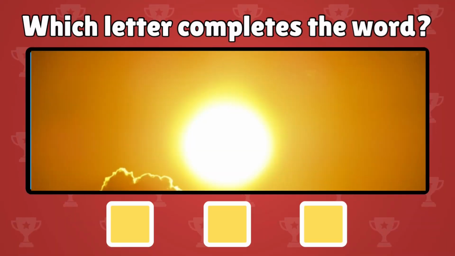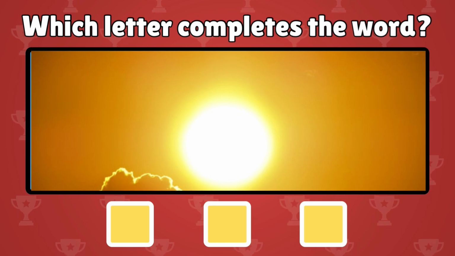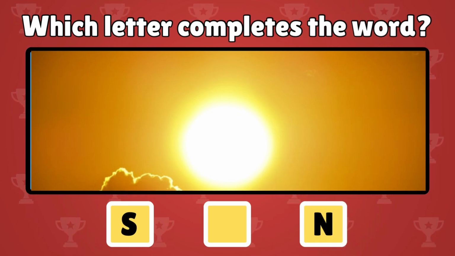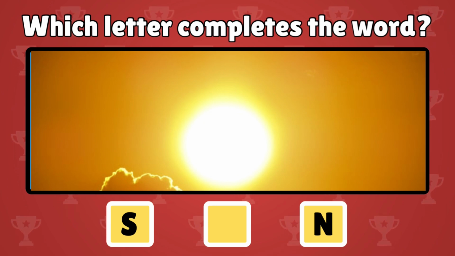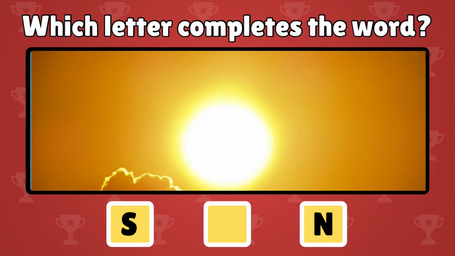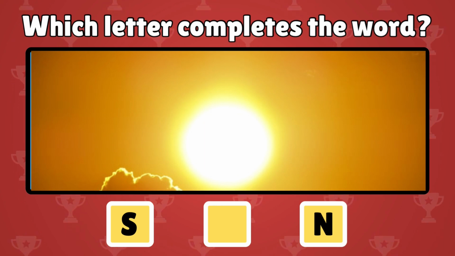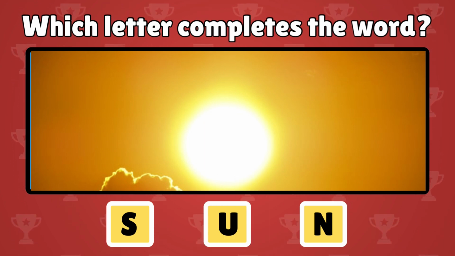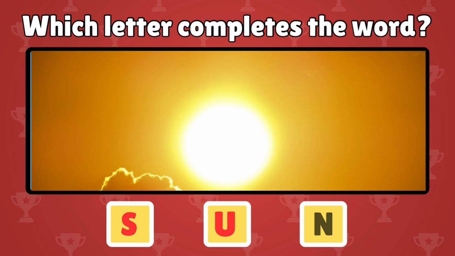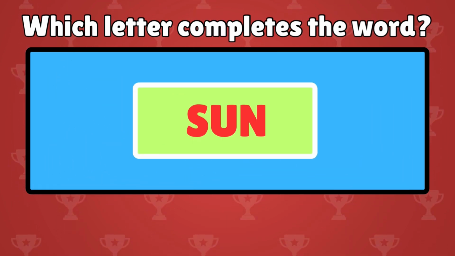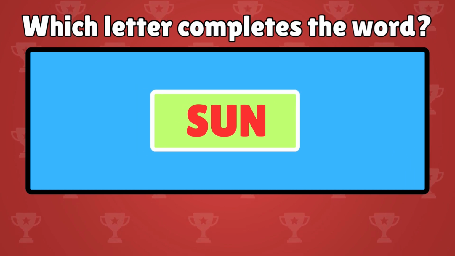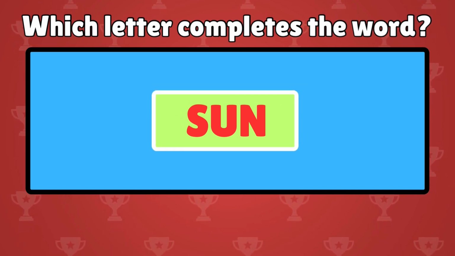Look at the picture. It is a sun. Here, vowel is missing. S, N. Which letter completes the word? It is U, S, U, N. Sun. Can you say it again? S is for sun. Sun.